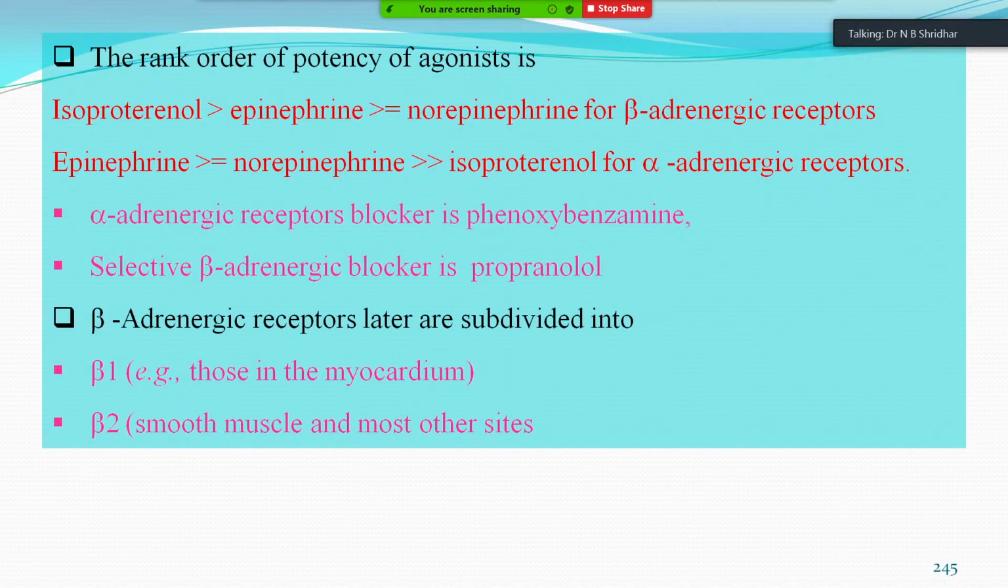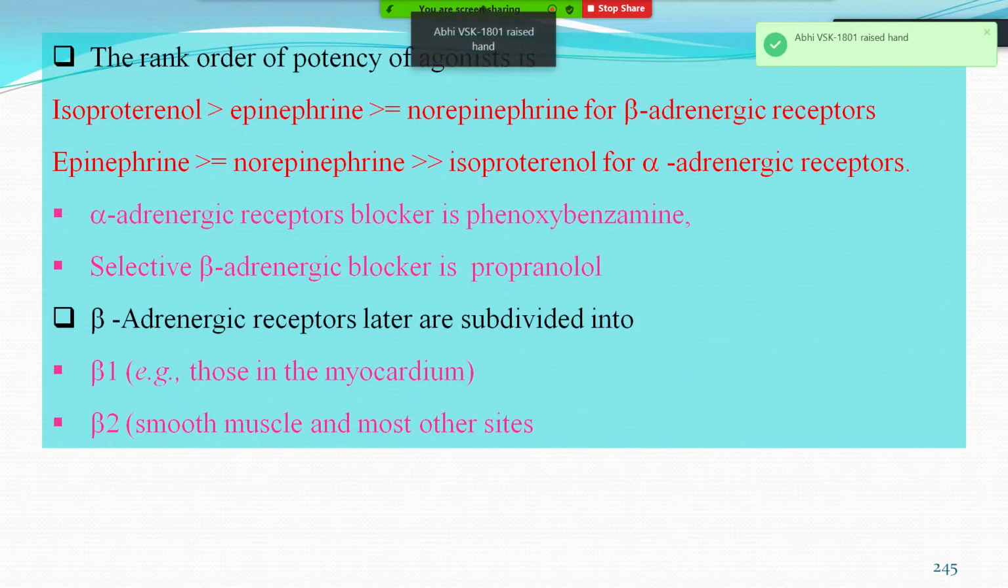For the adrenergic receptors, you have to remember one blocker or antagonist and one agonist for each receptor. That's always very much required. You can mug up that particular thing. Please prepare a chart and write what is the specific agonist and specific antagonist to a particular type of receptor. The selective beta adrenergic blocker is propranolol. So all these drugs are used in cardiac disorders.